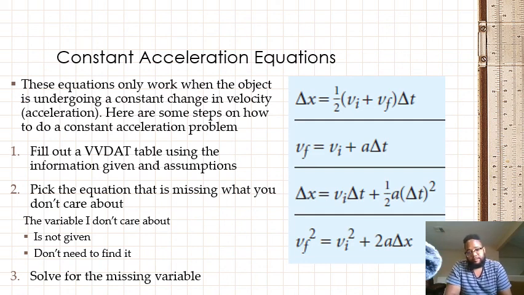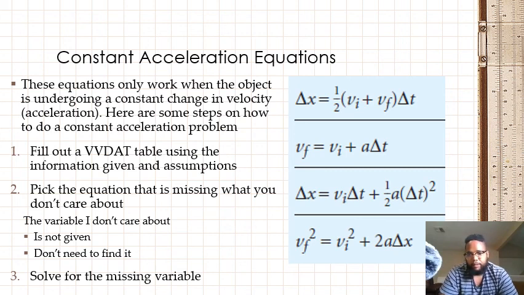You're going to pick the equation that's missing what you don't care about. Now it sounds like a double negative. The variable you don't care about is, one, not given in the problem, and two, you don't need to find it. So you're going to pick the equation based on that. Now if you look at these four equations, let's say that you're not given time and you don't need to find it. Then I'm going to pick the equation that does not have time in there, and that would be the fourth equation. The fourth equation does not have time, delta t.